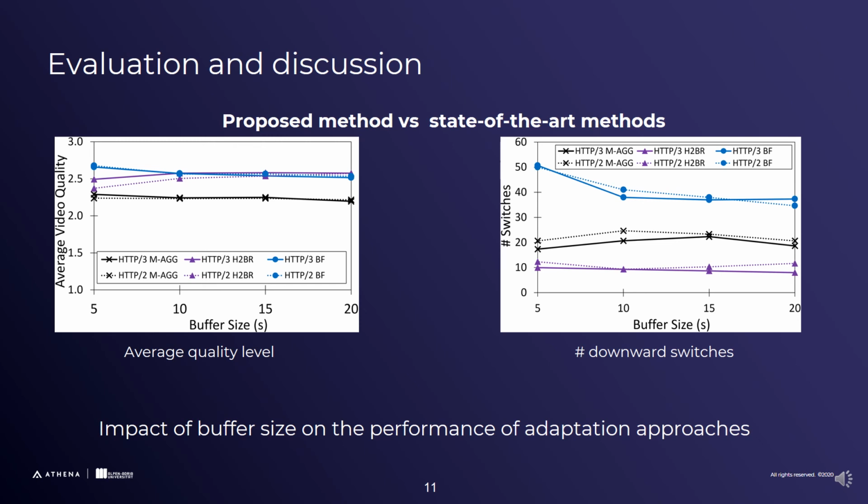When the buffer is small, for example, just 5 seconds, H2BR cannot outperform the backfilling method in terms of the average video quality, as there is less time to download additional layers. However, H2BR provides significantly fewer switches, that is 10 switches compared to 50 switches of backfilling and 17 switches of modified HGG when using HTTP3.